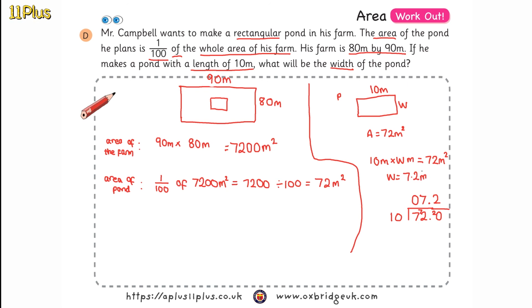We can check our answer doing 7.2 multiplied by 10, and you see that would give us 72 as you move the decimal point to the right. Our width is going to be 7.2 meters, and that is your final answer.